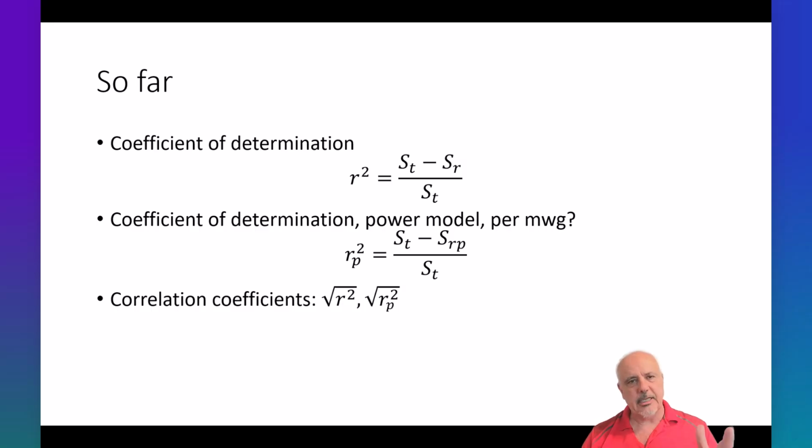And then we established some terminology. The coefficient of determination is where we take the sum of squares of residuals with respect to the mean, minus the sum of squares of residuals relative to the line. You take that difference and divide by the one for the mean, and that's going to be the coefficient of determination, r squared. You have a similar one for the power model, and then the correlation coefficients would simply be the square roots of those. So this was a big metric that we used previously.